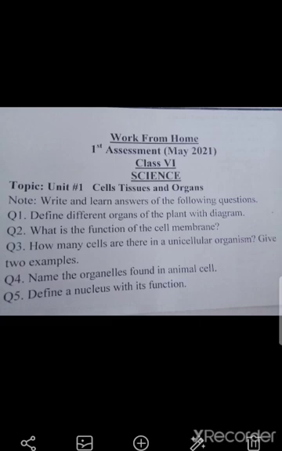After that, there is question number 5. Define a nucleus with its function. So first of all you have to define the nucleus. Give the proper heading of nucleus in capital letters with the blue marker, and after that you have to give the heading of function. So first of all you have to define the nucleus, right? And after that leave a line, give the heading of function and define the function of the nucleus. Then what is the function of the nucleus?